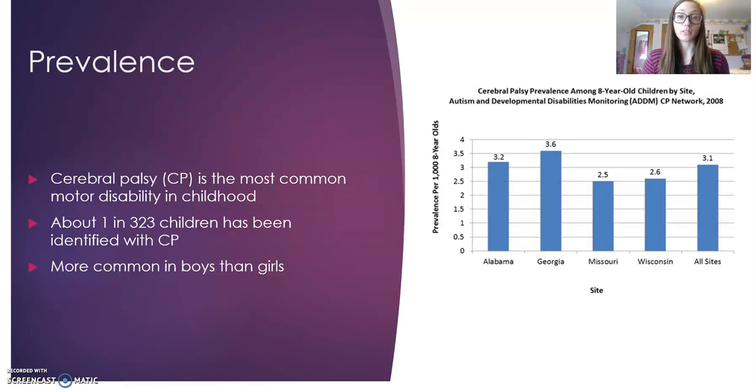Cerebral palsy, also known as CP, is the most common motor disability in childhood. About 1 in every 323 children has been diagnosed with CP, and it is more common in boys than in girls. I have a bar graph here that shows the prevalence in 8-year-olds among 4 different states, and there is an average of 3,100 children in each state at 8 years old diagnosed with CP.